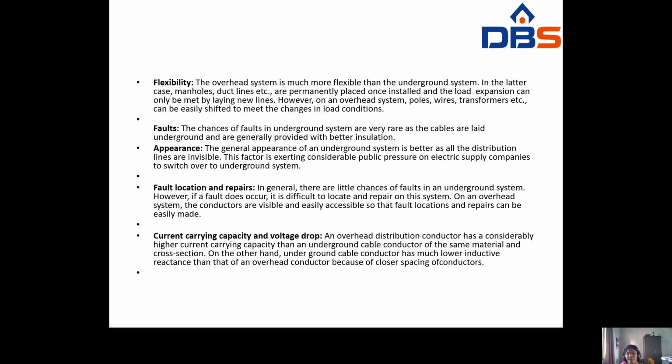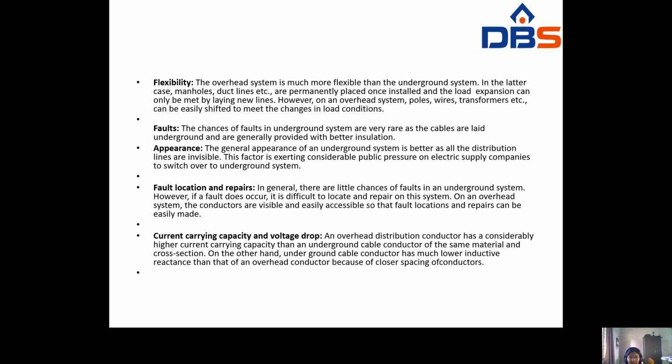Next one, appearance. Coming to the appearance, the general appearance of the underground system is better as all the distribution lines are invisible. These are invisible, so that's why the general appearance is better.